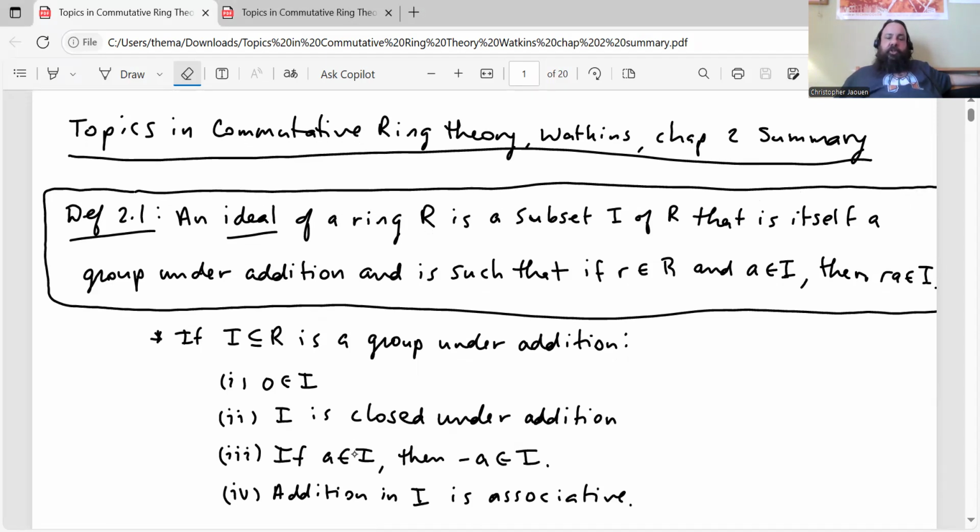We start with a definition. In the last chapter, we ended with the definition of a subring, but the really important substructures of a ring are the ideals, not necessarily the subrings. So here's our definition of an ideal. An ideal of a ring R is a subset I of R that is itself a group under addition and is such that if r is an element of R and a is in I, then ra is an element of I.